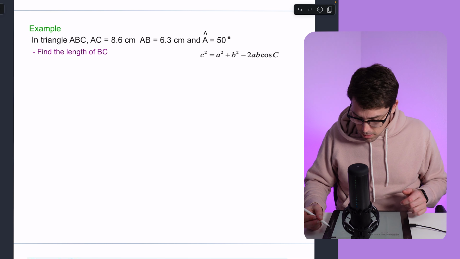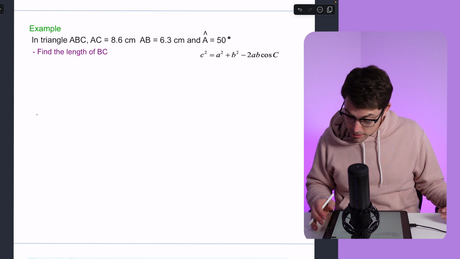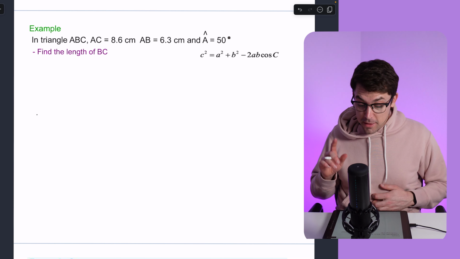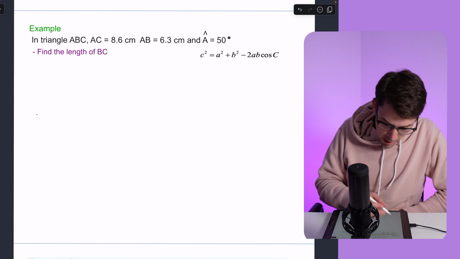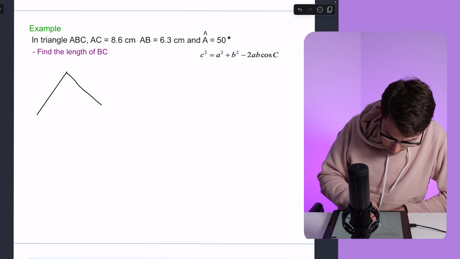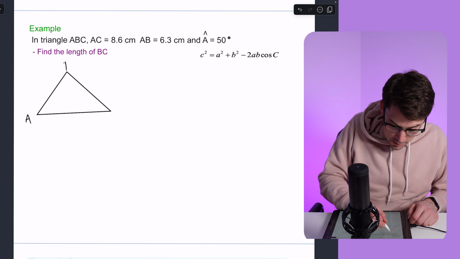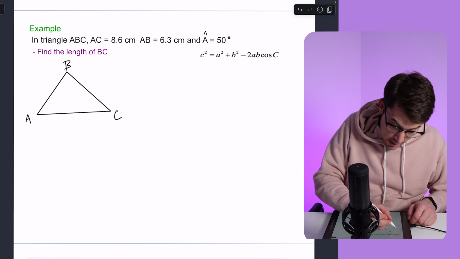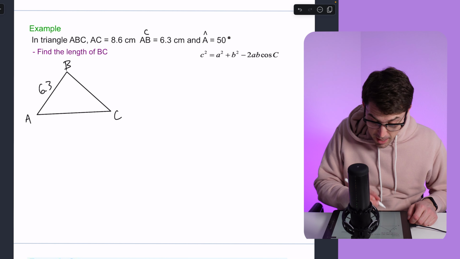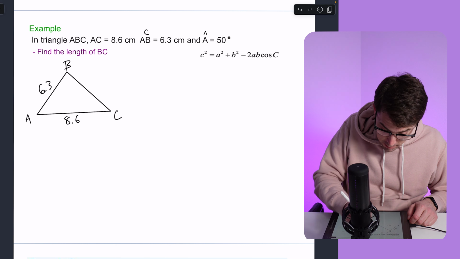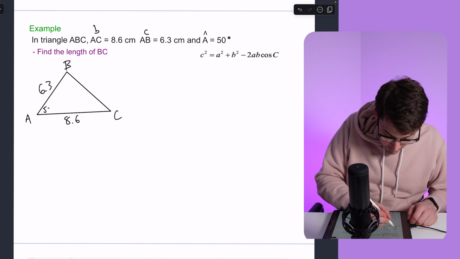All right, so let's say we have a triangle ABC, where AC is equal to 8.6 centimeters and AB is 6.3 centimeters, and angle A is 50 degrees. We want to find the length of BC, and we're given our handy-dandy formula right there. It always helps to draw this out. Every time you should be drawing this out. Let me draw this triangle right here. I'll call this A, I'll call this B, and I'll call this C. So AB is going to be 6.3. Now remember, in this diagram, we could also call this c. AC is going to be 8.6, and in this diagram, I could call this little b. Now, angle A is 50 degrees, so let me put in a 50 here.